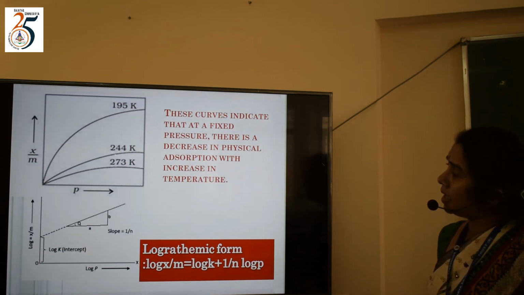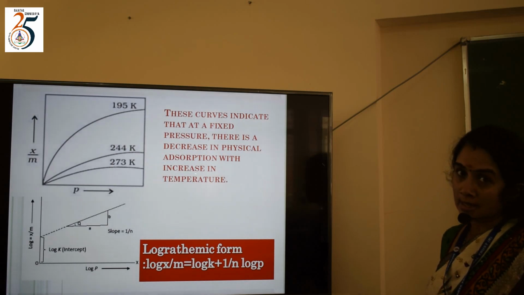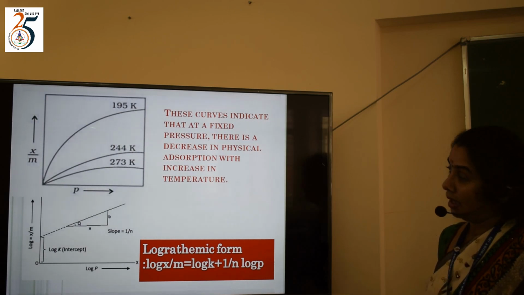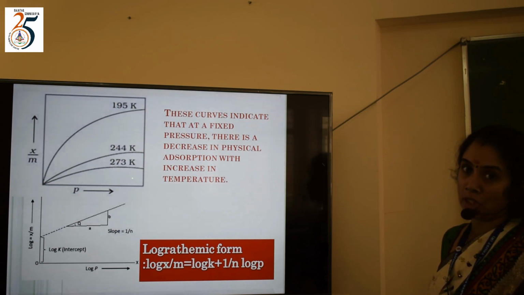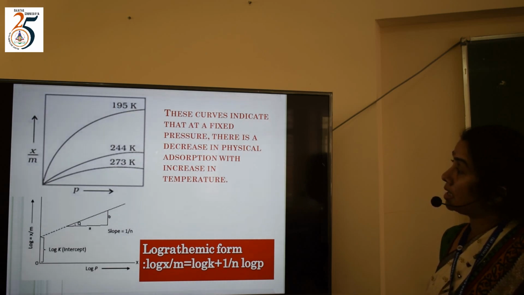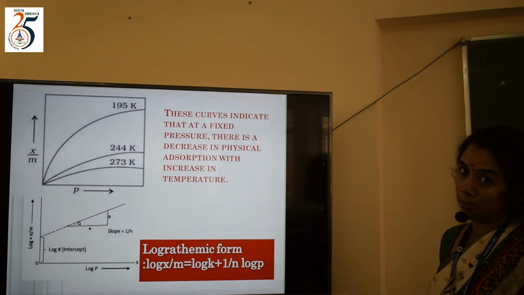of pressure. Similarly, at 244 Kelvin as well as 273 Kelvin, after a particular amount of pressure, it becomes parallel to the y-axis, which indicates pressure has no role in further adsorption. The next thing you can study from this curve is that at a fixed pressure, there is a decrease in physical adsorption with increase in temperature. So as temperature increases from 195 to 244 to 273, the amount of gas adsorbed, the physical adsorption, decreases. So these two are the observations we can see from this Freundlich adsorption isotherm.